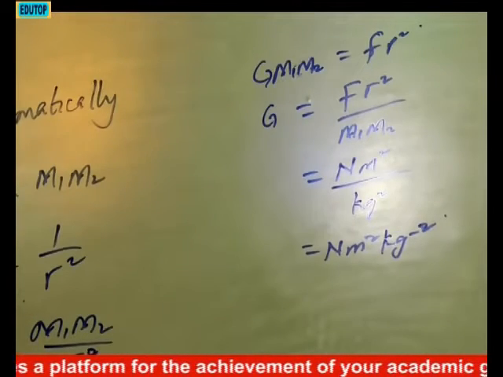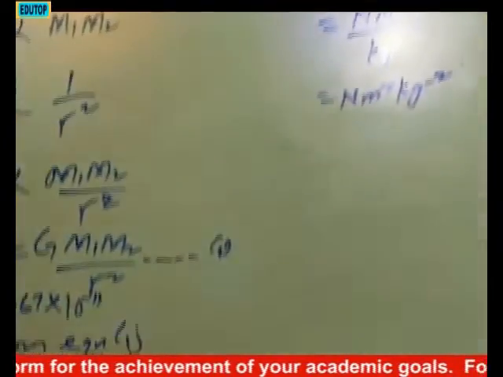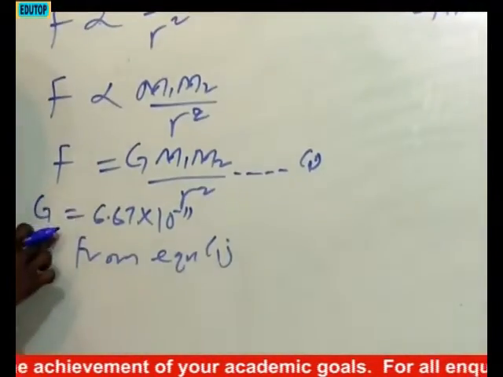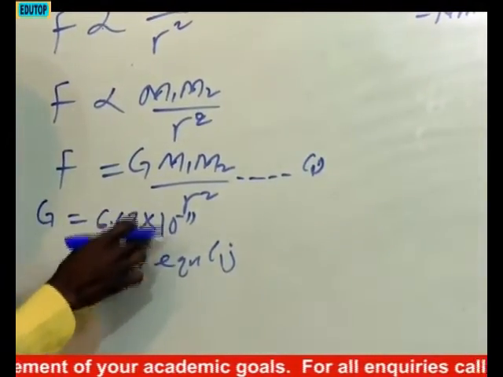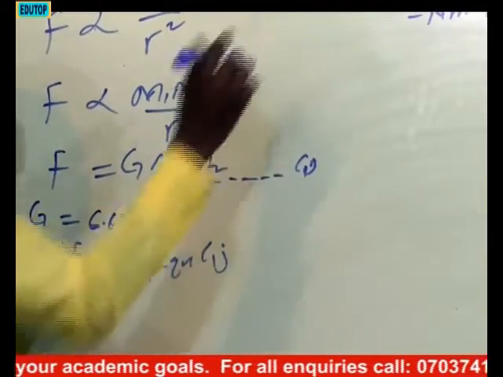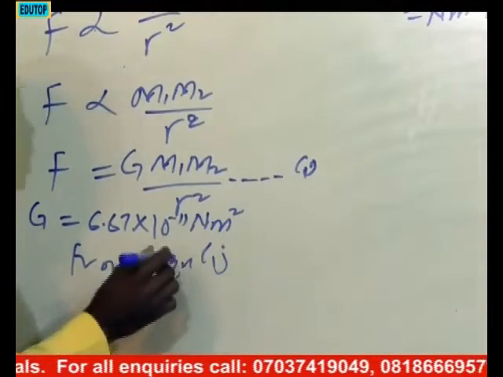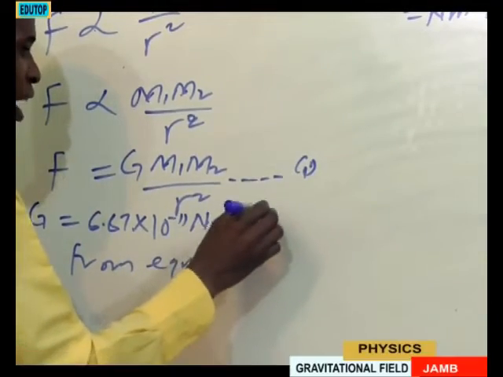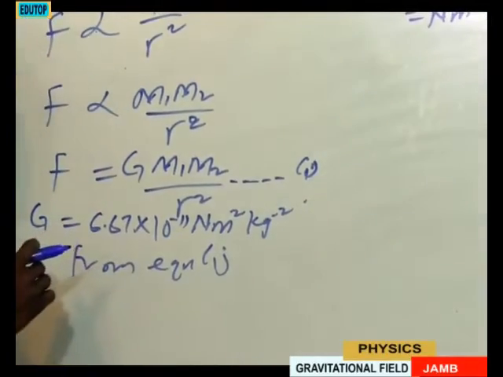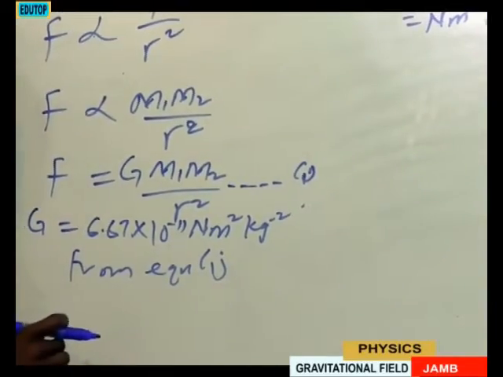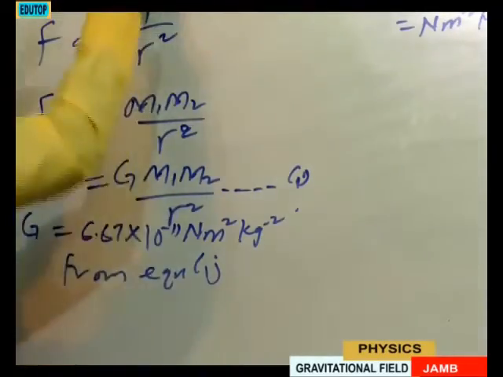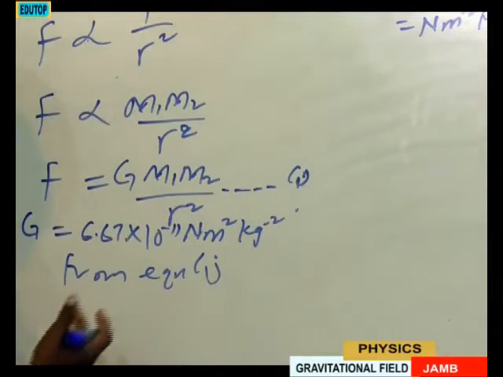So we are going to have the basic value for this G is 6.67 times 10 to the power minus 11 Newton meter squared per kilogram squared. And that is the unit. Then we can use this expression to solve questions.